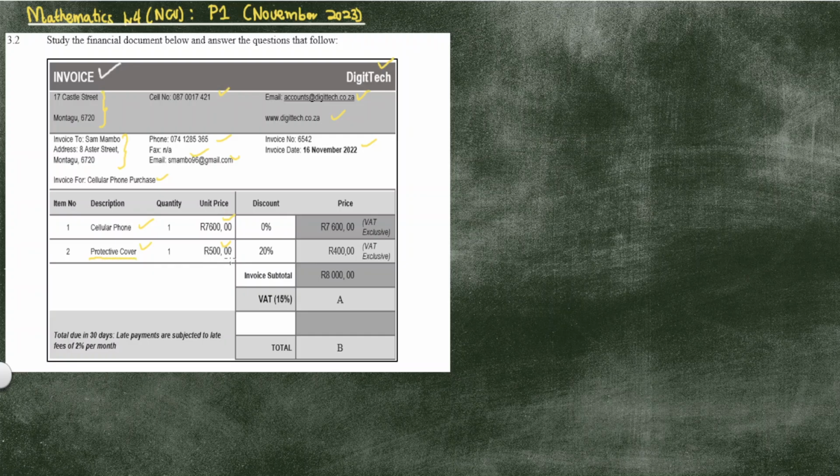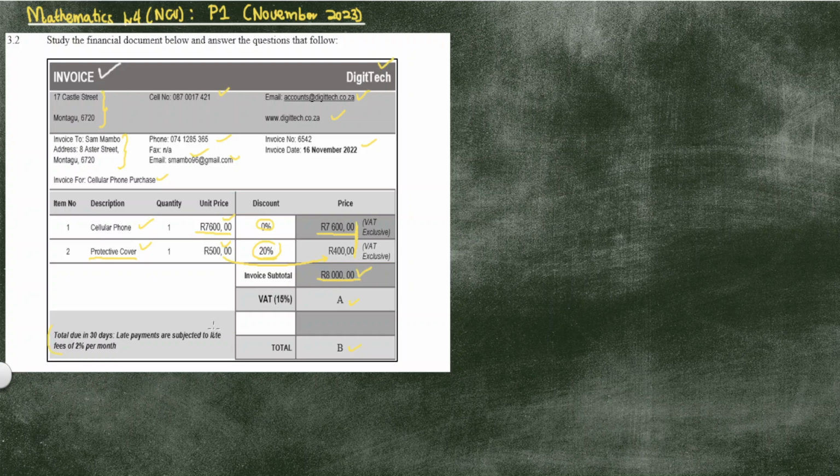But the cover is exposed to a discount of 20%, right? So from 500 rand, you decrease it to 400 rand because of this 20% discount. Then the phone has no discount, so you pay the full amount. Then there's A and B. We don't know what A and B are, but the total invoice subtotal is now 8,000 rand. Adding these two values is equal to 8,000 rand.